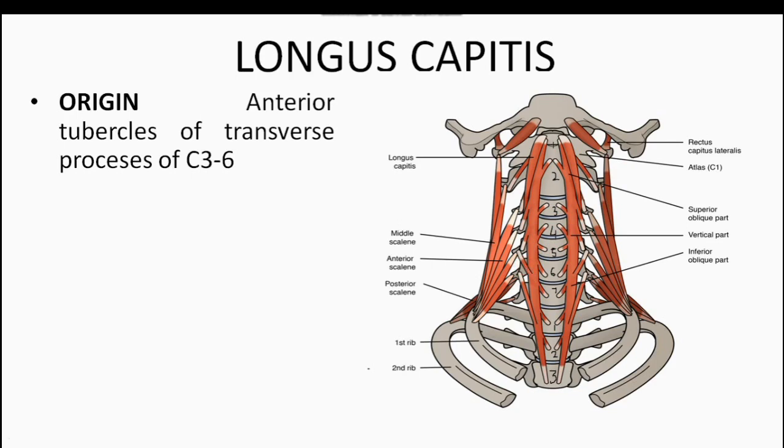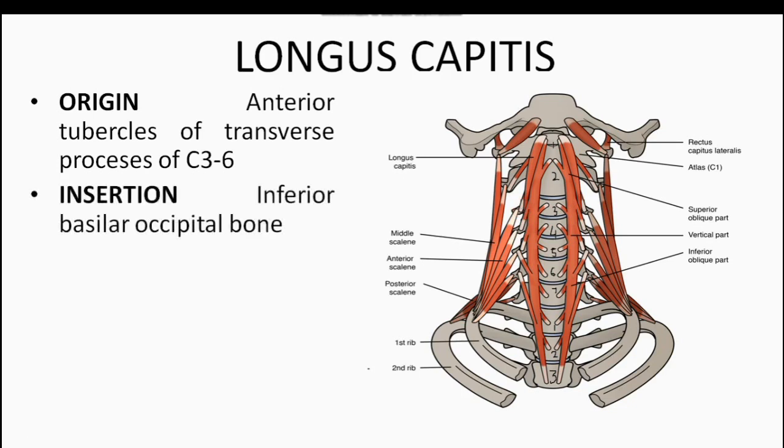So it originates from the anterior tubercle of the transverse process of C6, C5, C4 and C3. You can see this. Let me focus: C6, C5, C4 and C3 here. Clear? That means C3 to C6. Then, insertion.